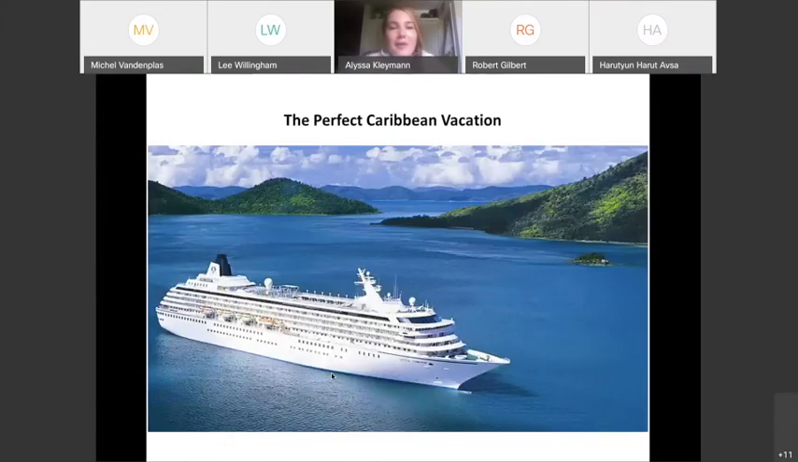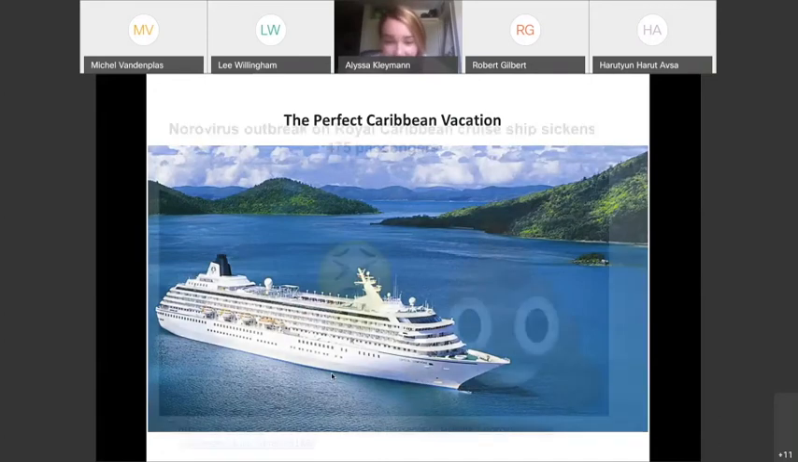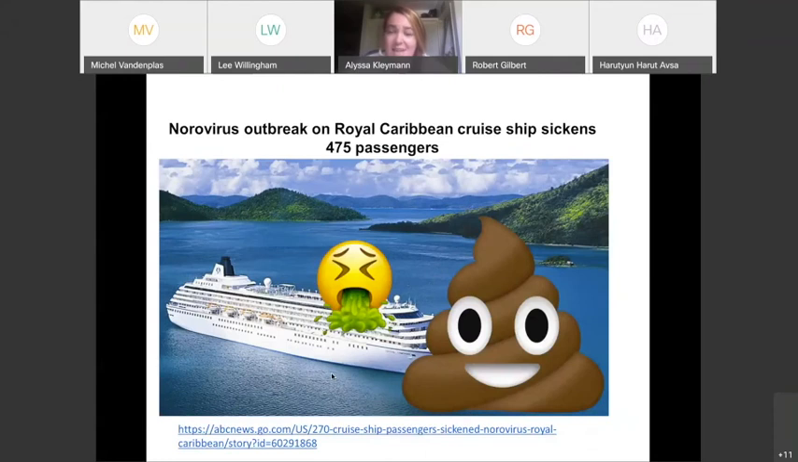So I'd like everybody to imagine the perfect Caribbean vacation. Doesn't this look so lovely, especially in these times during the pandemic? Imagine floating across the sea with the sun shining. Then the captain yells, "Iceberg ahead!" This isn't the Titanic, though. This is an iceberg of the norovirus.